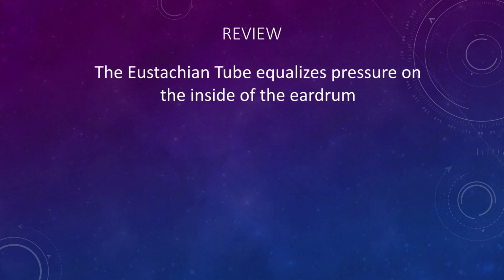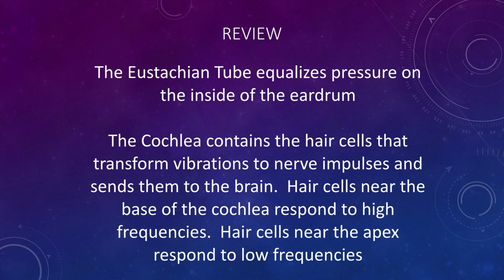The eustachian tube equalizes pressure on the inside of the eardrum. The cochlea contains the hair cells that transform vibrations to nerve impulses and sends them to the brain. Hair cells near the base of the cochlea respond to high frequencies. Hair cells near the apex respond to low frequencies.